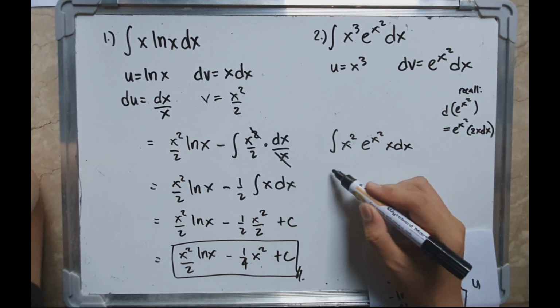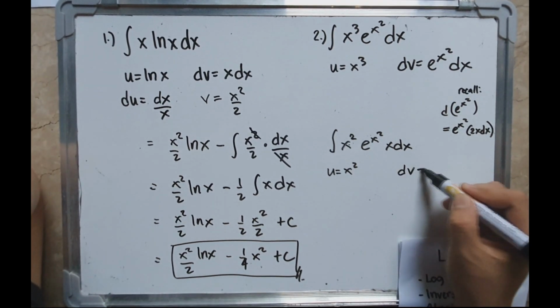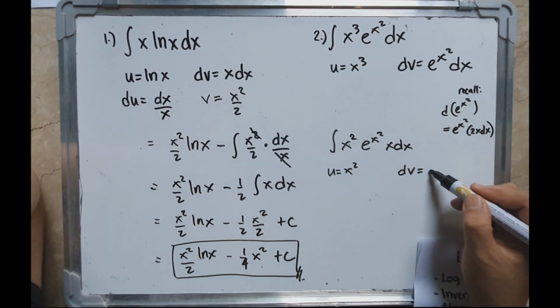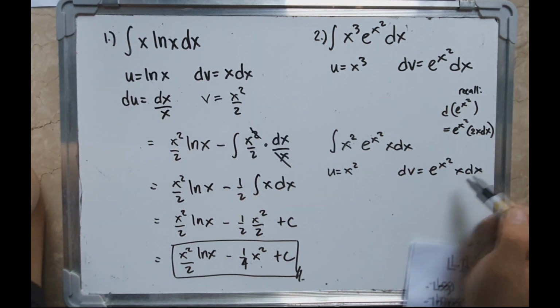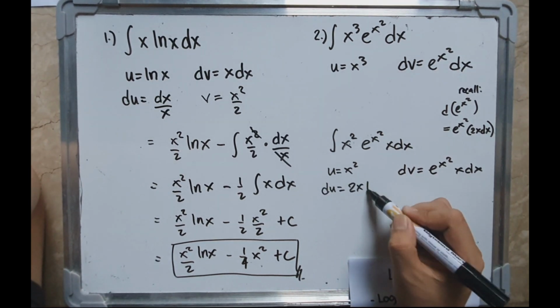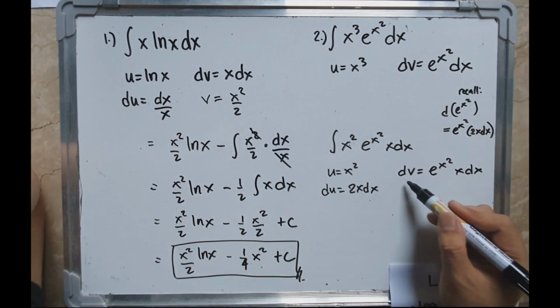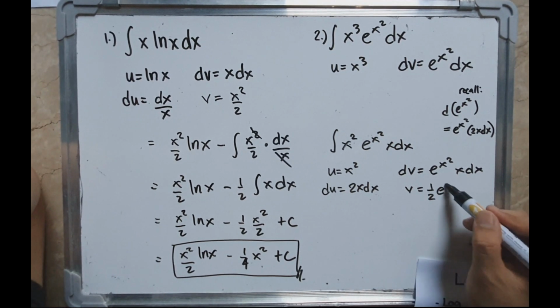Okay, so the u will be x squared, the dv will be e to the x squared x dx. The derivative of u, that is 2x dx. The integral of dv, that is 1/2 e raised to the power of x squared.